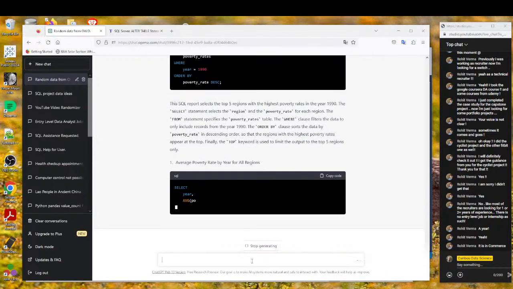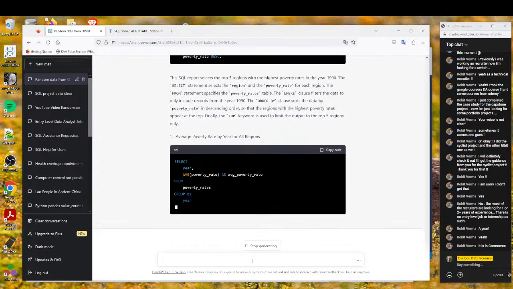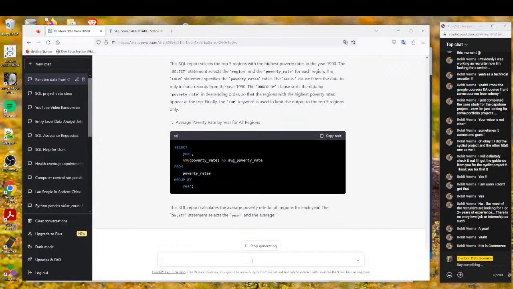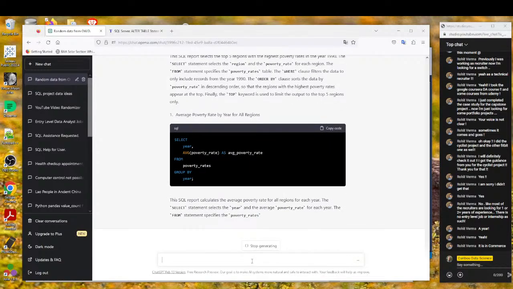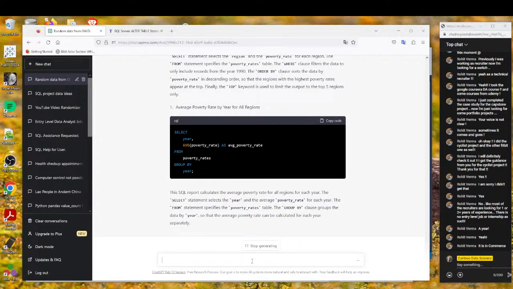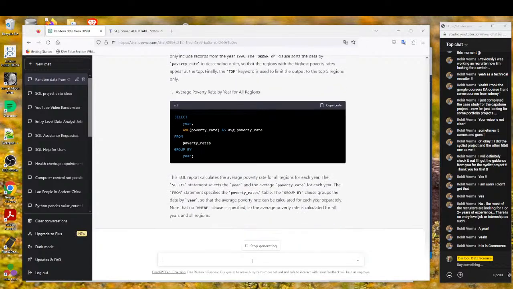Okay, good. This SQL report selects the top 5 regions with the highest poverty rate in 1990. But there's only going to be one row for each region. Okay, this SQL report calculates the average poverty rate for all regions for each year. That makes sense.